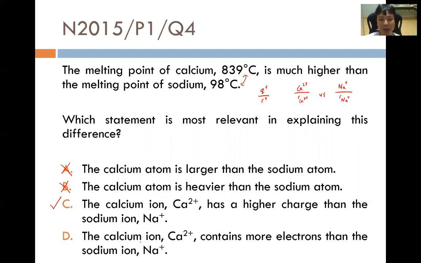If we look at option D, the calcium ion contains more electrons than the sodium ion. Again, the number of electrons is not relevant to the charge density, and hence it does not affect the strength of the metallic bond, and it does not affect the melting point.